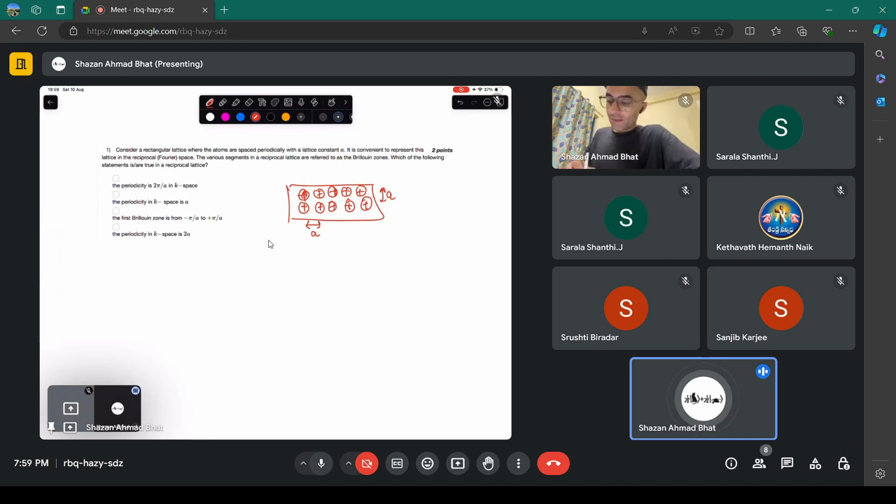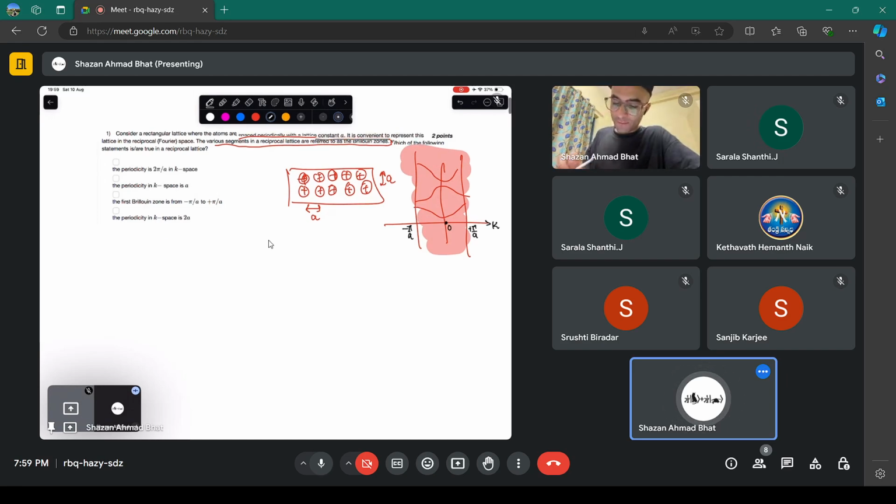The various segments in a reciprocal space are referred to as Brillouin zones. What I told you, this is the first Brillouin zone. This is the reduced zone representation, and this is the first Brillouin zone. And this Brillouin zone is from minus pi by a to plus pi by a, just like we defined. This is zero. This is the K. So it is saying, which of the following is true about reciprocal space?